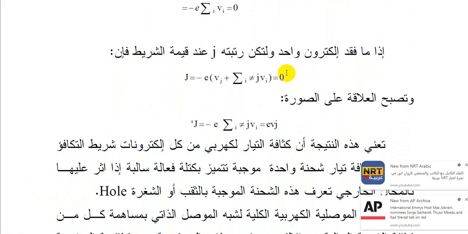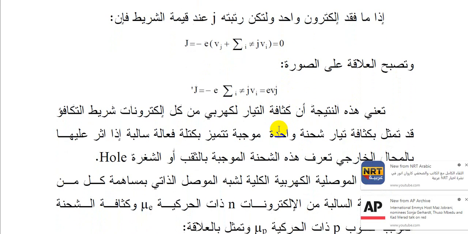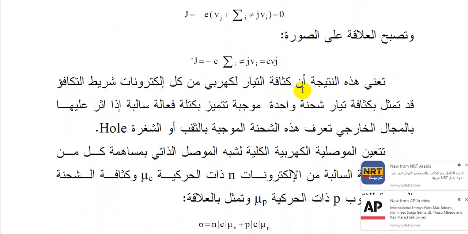The 0 should be corrected, as in front of you. The left-hand side equation should be modified to a whole different value other than 0. يعني يجب على الصفر أن يعدل إلى قيمة أخرى عدا الصفر. And the relationship will become in the form, وتصبح العلاقة على الصورة J equals exponential summation I equals JVI equals EVJ.